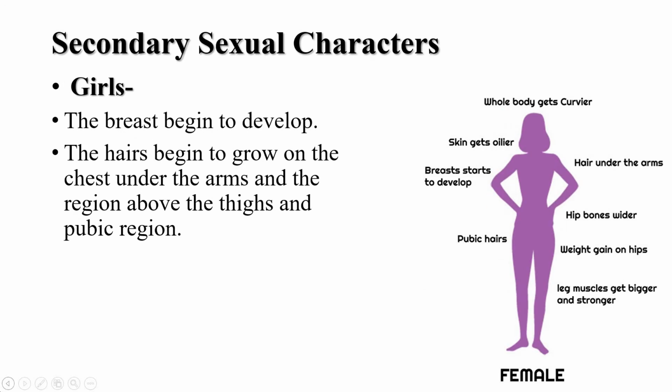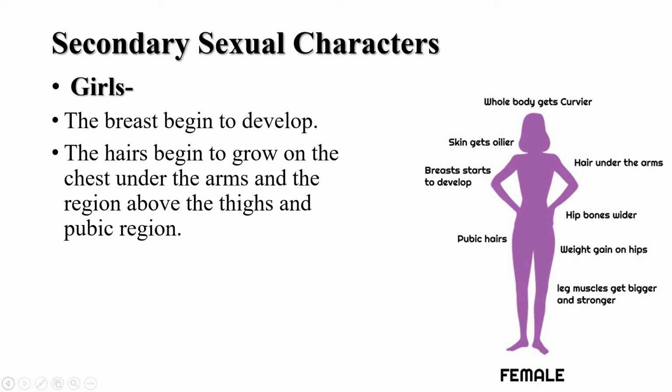The secondary sexual characters in females or girls are that the breasts start to develop and enlargement of hips also takes place, and hair begins to grow under the arms and in the region above the thigh, the pubic region.